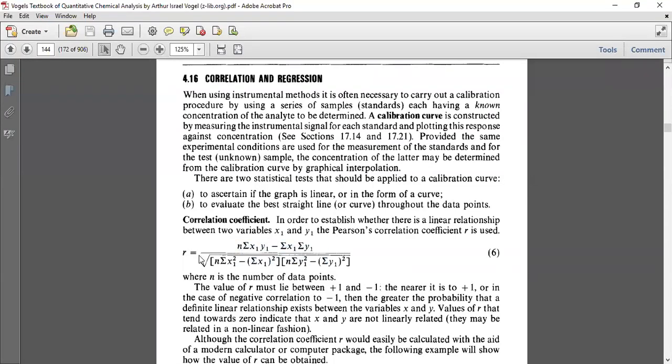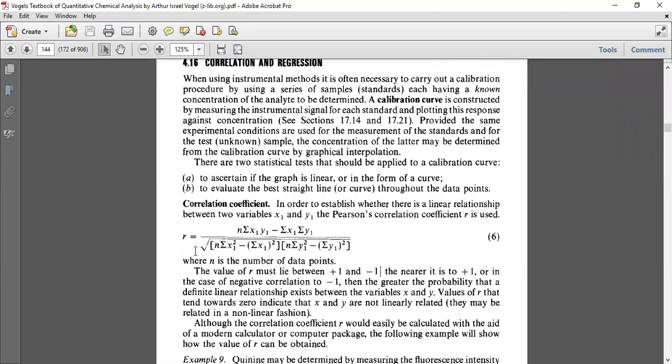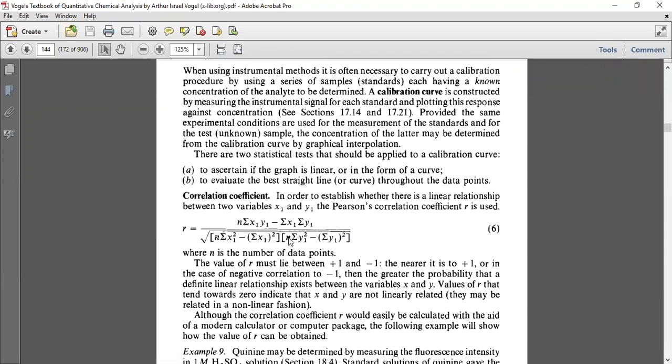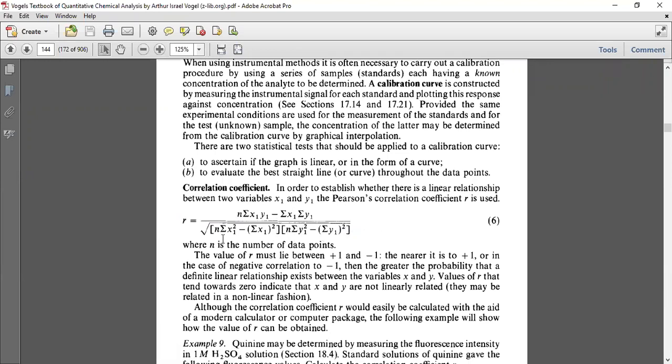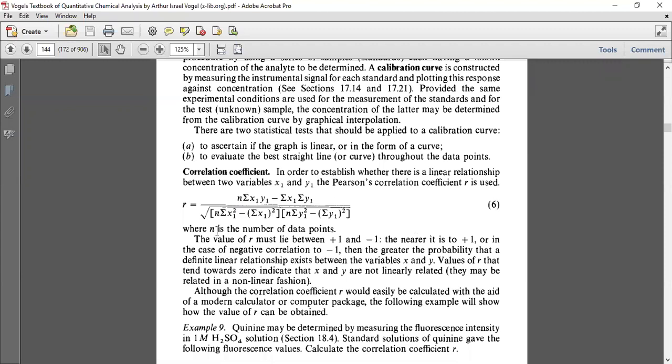What is R? R is equal to N into summation of x1 y1 minus summation of x1 into summation of y1, divided by the square root of all these x1 and y1 terms. These x1 and y1 are nothing but the variables, the values you are observing. Initially you will feel this formula is somewhat difficult, isn't it? But when you solve problems related to the correlation coefficient, you will feel it is easy. Here n is the number of data points.